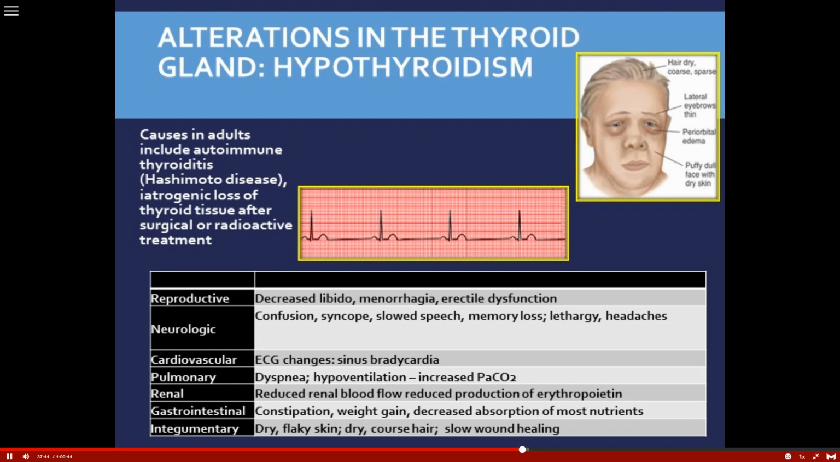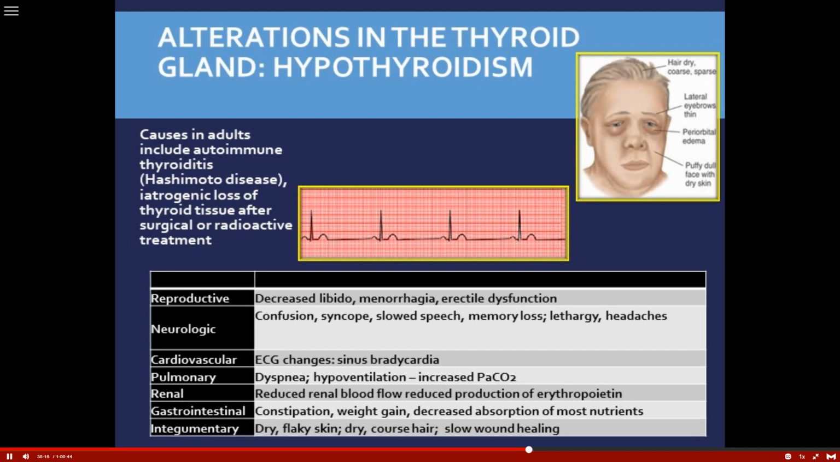So with hypothyroidism, not enough, one of the major causes is, of course, an autoimmune thyroiditis. It's called Hashimoto's disease. And it's a loss of thyroid tissue. Another cause is the loss of thyroid tissue after surgical or radioactive treatment. So sometimes treatment for hyperthyroidism can put the patient in a hypothyroid state, which makes sense. So look at some of these signs and symptoms, and it makes sense.